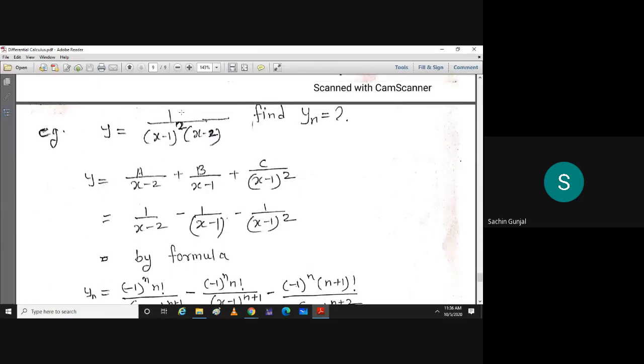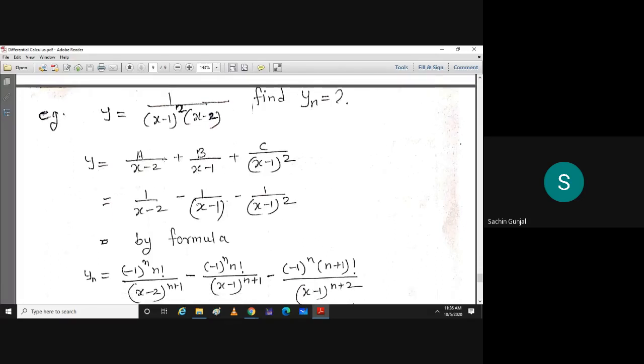So the function is: find nth derivative of 1 upon x minus 1 square into x minus 2. I hope everybody knows how to take nth derivative of such a function. So a upon x minus 2, that is the linear factor first, plus b upon x minus 1 plus c upon x minus 1 square. If it is cube, then plus d upon x minus 1 cube. Likewise. Now the question is, how do we get this A, B, C?